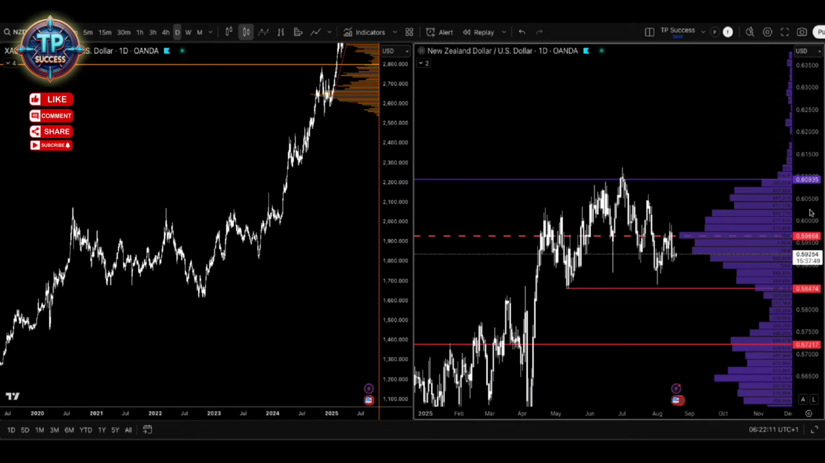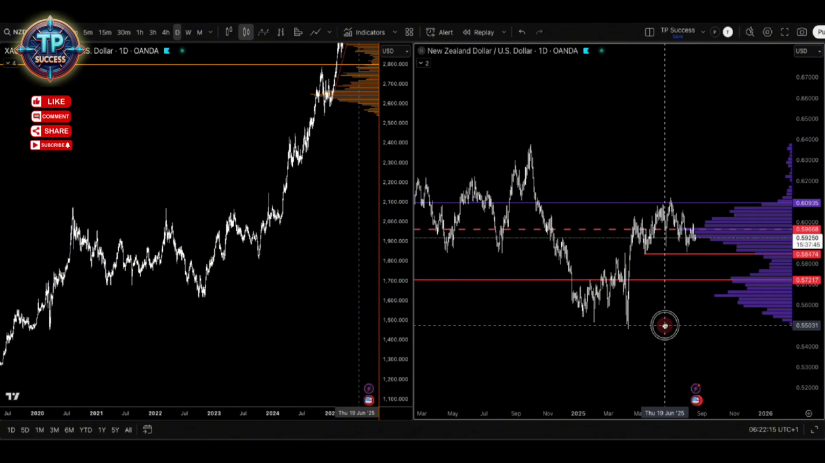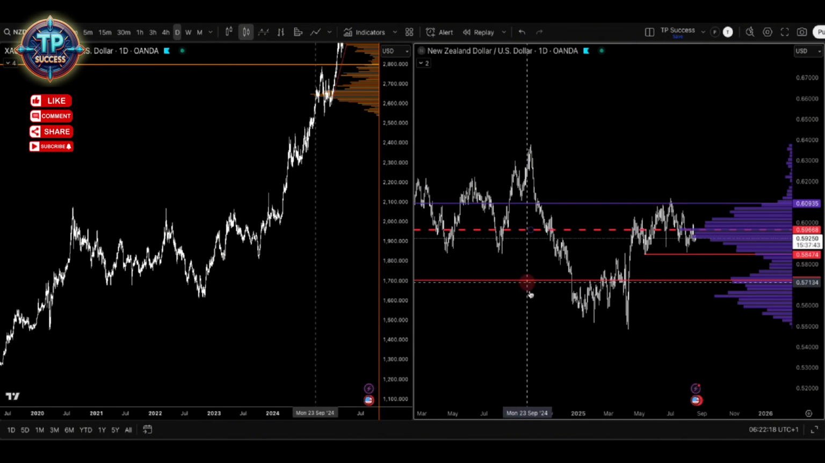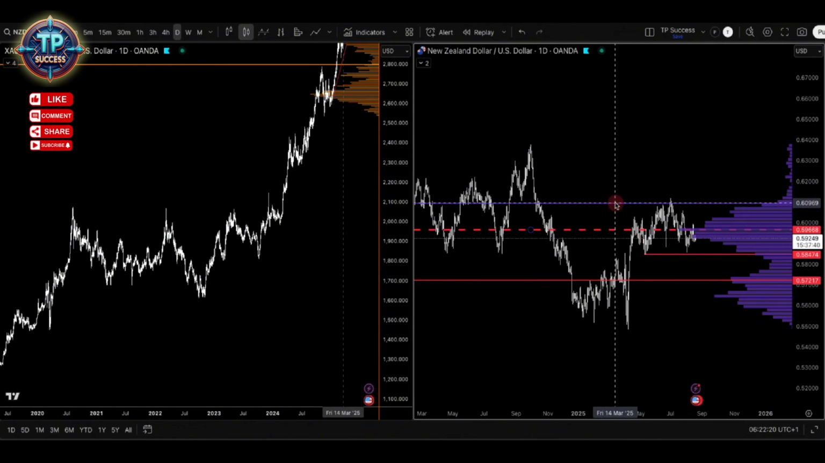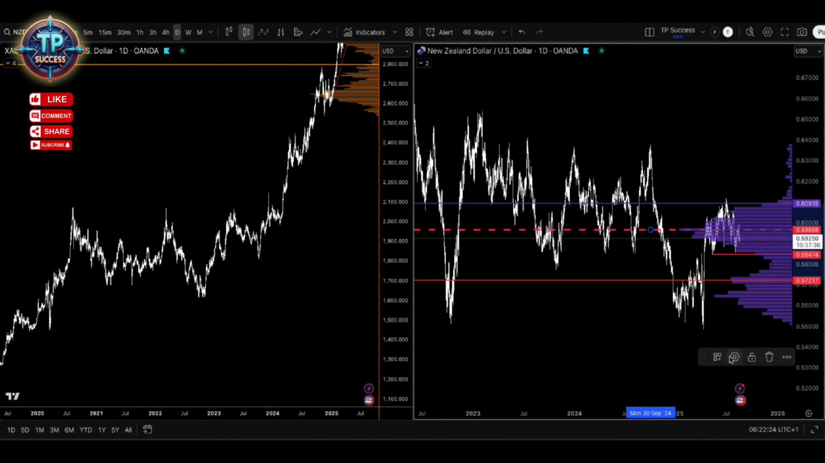Okay. So this one is looking a lot like the Australian dollar, right? It's looking a lot like the Australian dollar. Let me change this around a bit.